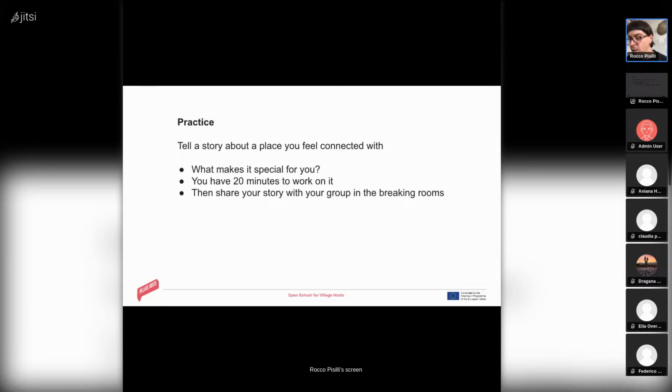Okay, so if you want, you can start to join the breakout rooms I already created. There are 5 breakout rooms, but I think 3 are okay. So maybe we will have groups of 5 people, and then you will have 20 minutes to work by yourself, and then you will start to tell your story to the people in your breakout room. And I will enter all the breakout rooms to listen and to give you suggestions on the story you are telling.